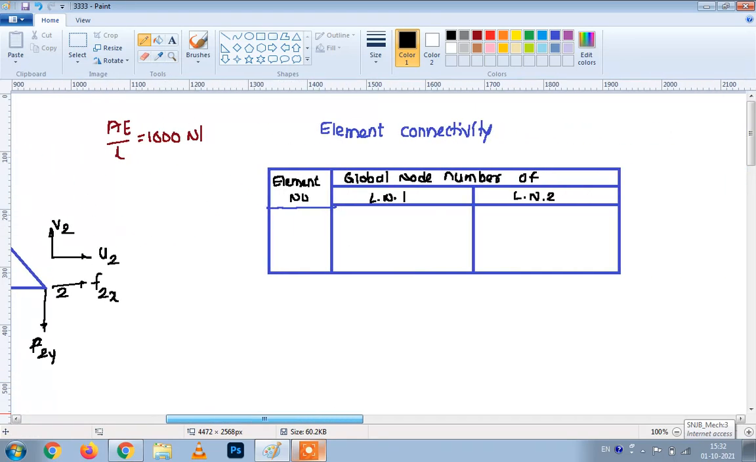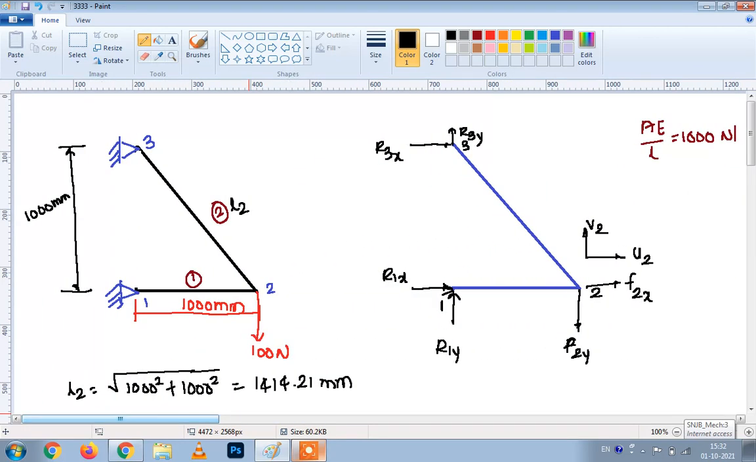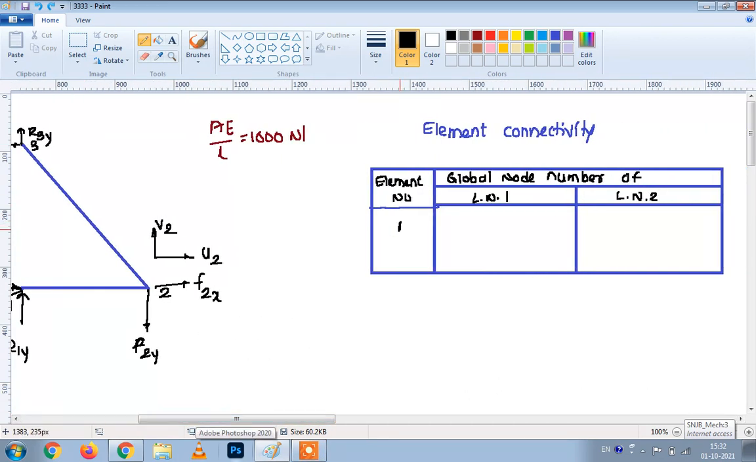Now after this we will draw the element connectivity. Now it is very simple in this case to draw the element connectivity, as the element number 1 is connected between 1 to 2, and element number 2 is connected between 2 to 3. Many times we have seen this element connectivity. Please practice accordingly so that it will reduce your time. So element number 1 is connected between 1 to 2 and element 2 is connected between 2 to 3. So in general, this is the value of I, this is the value of J.